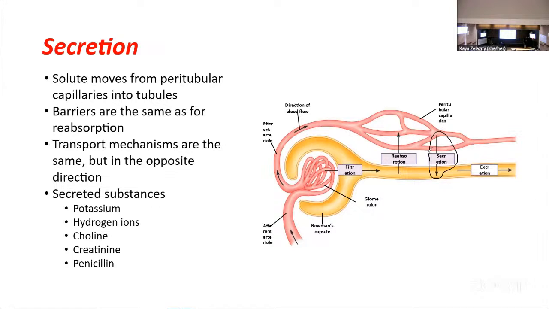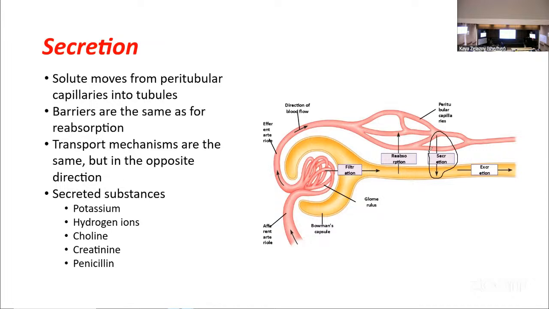So the barriers that they'll need to cross are going to be the same as for reabsorption. We're going to have to cross the cells of the capillary, so that endothelial capillary layer. We're going to have to cross the cells of the nephron, so that renal epithelial cell layer as well. Okay. And our transport mechanisms are going to work pretty much the same as they do for reabsorption, which is to say, you need proteins embedded in the membranes in order to do this, depending on exactly what the molecule is. What's going to differ is really just the direction they're moving stuff.